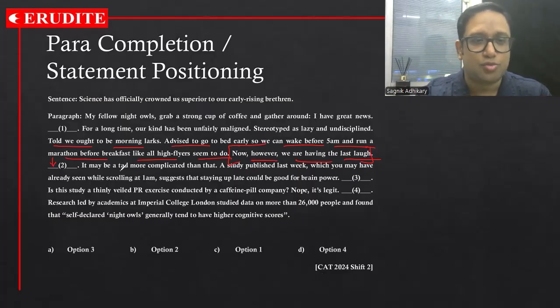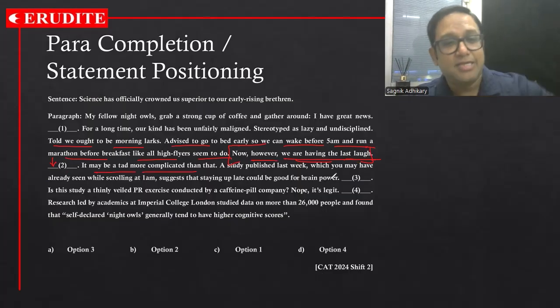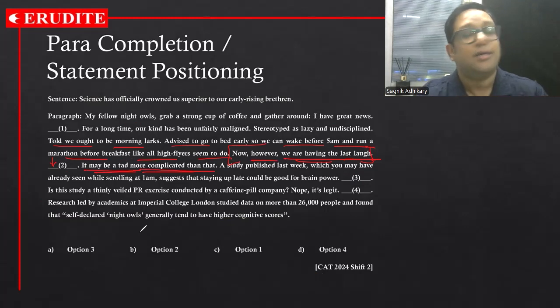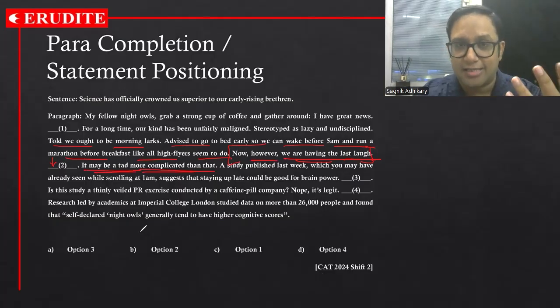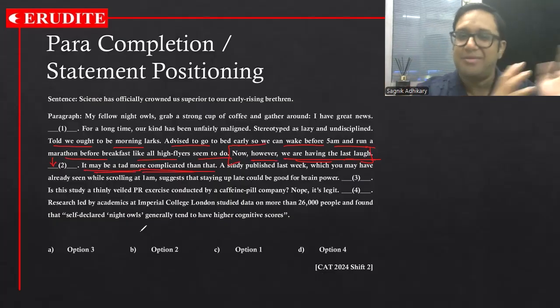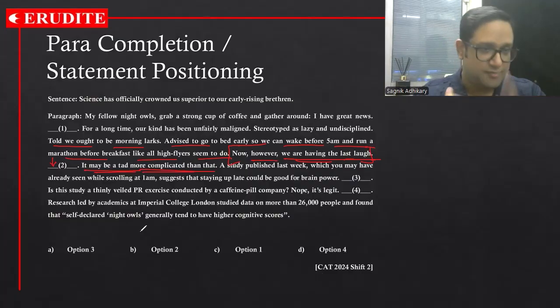Then we have blank 2. "It may be a tad more complicated than that." Now we see here, we are having the last laugh is immediately followed by a statement: it may be a tad more complicated than that. We did not introduce why we would have the last laugh. If we just hint at having a victory, not say what the victory is, and then change the argument by saying it may be a tad more complicated than that, we clearly have something missing in between.